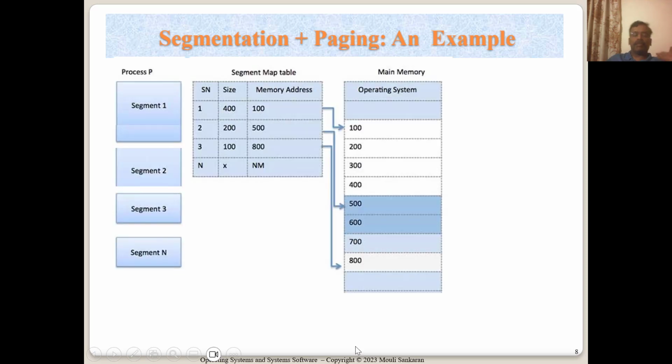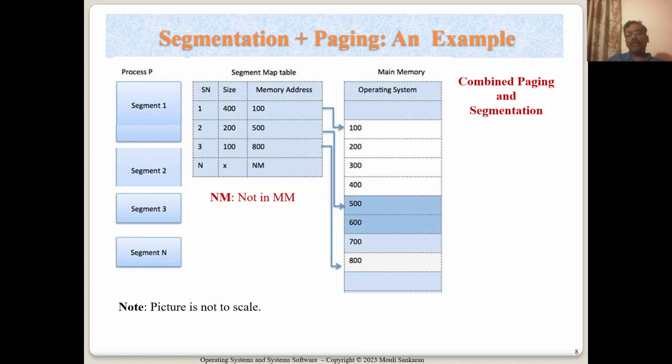Now normally what is being followed is segmentation plus paging. That means you have a segment and then divide it into equal pages. So that's what is normally used.